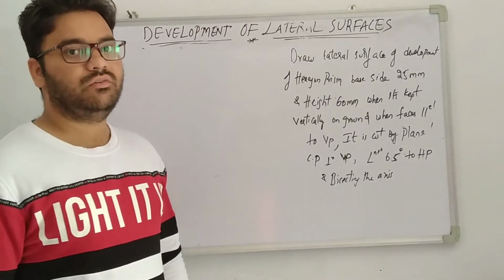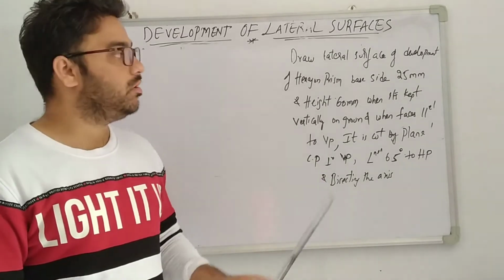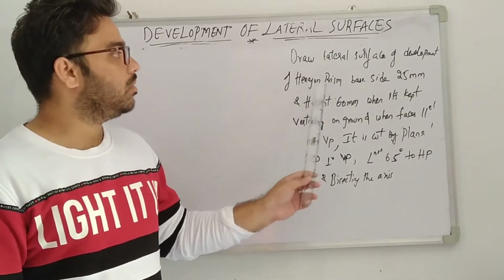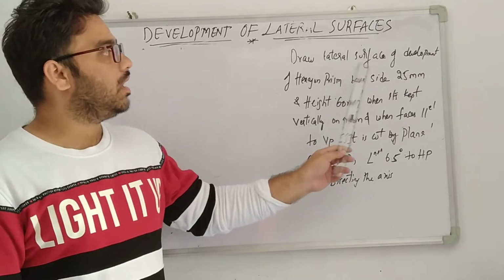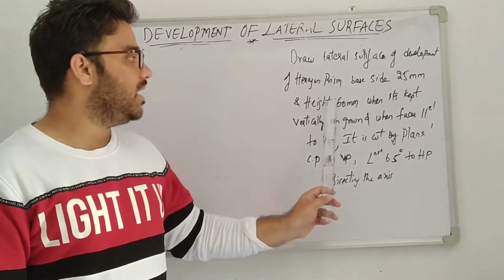Good morning, students. Today we will discuss a problem on development of surfaces. This is the second problem I am going to discuss. The problem is a hexagon prism. Draw the lateral surface development of the hexagon prism, with a base side of 25 mm and a height of 60 mm.